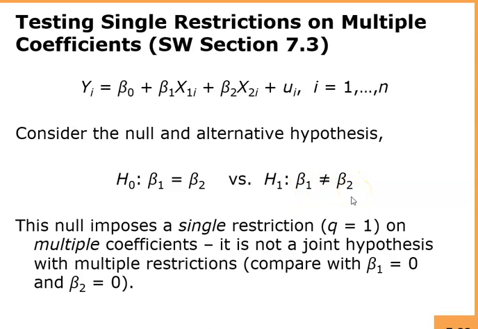So this is slightly different from the joint hypothesis testing that we were doing before, because this hypothesis testing imposes a single restriction on multiple coefficients. It's not a joint hypothesis with multiple restrictions, so you can compare this null hypothesis that beta 1 is equal to beta 2 with the null hypothesis that beta 1 is equal to 0 and beta 2 is equal to 0. In that kind of situation, you have two restrictions, but this classifies as only one restriction.